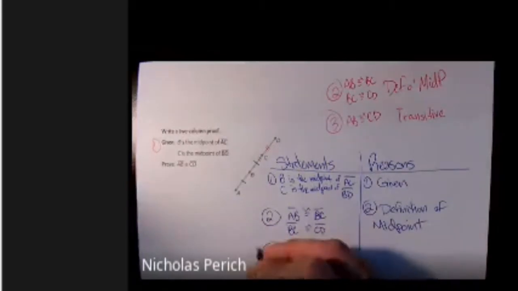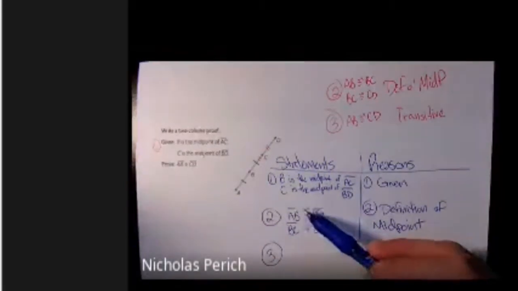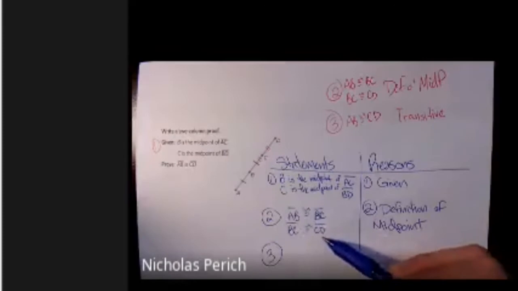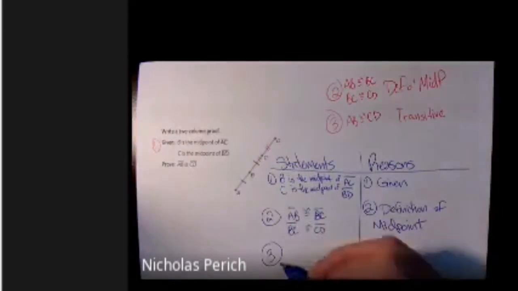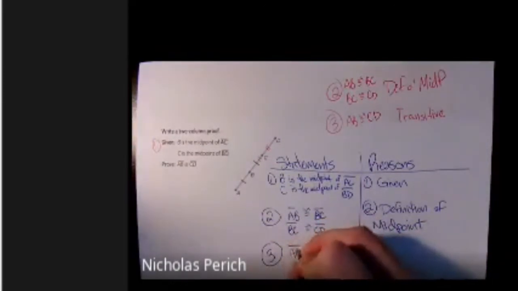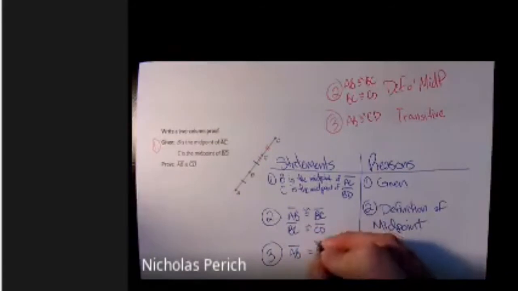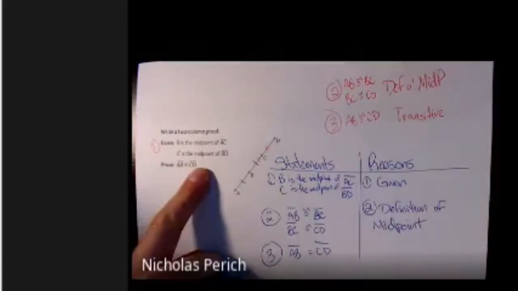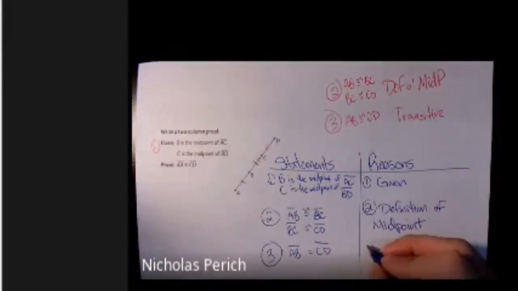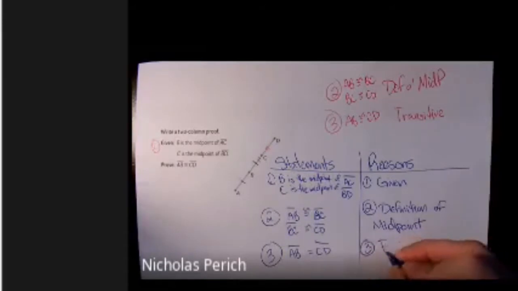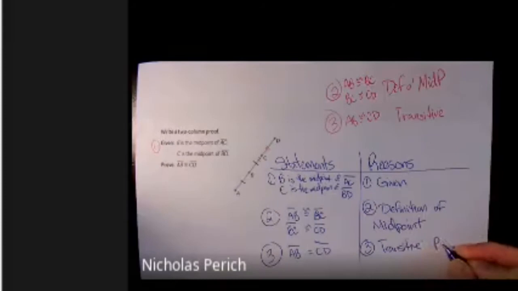Pretty much right away, if AB is BC and BC is CD, one of you said they're all equal to each other. So AB is CD. And cool, that's what we're trying to prove. And the reason why we did that, you could say substitution, but I'm going to say transitive. The transitive property basically says if something equals this and that same thing equals that, then this equals that.